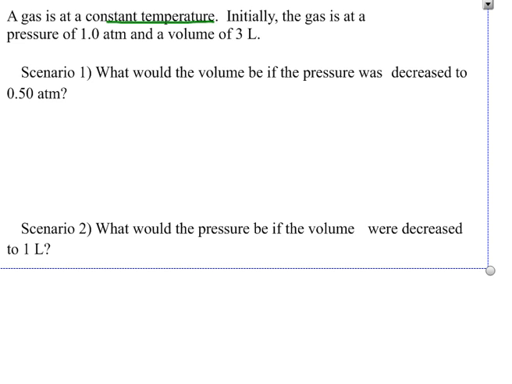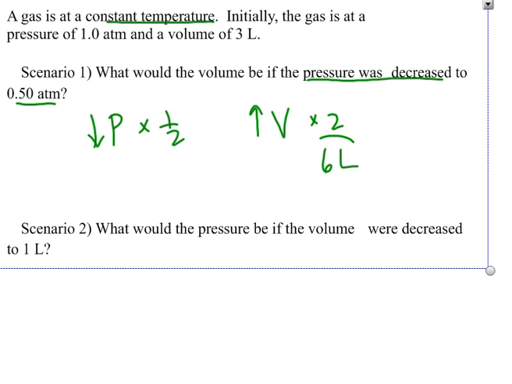What would the volume be if the pressure was decreased to half of an atmosphere? From 1 atmosphere down to half an atmosphere, that's a decrease in the pressure by a factor of 1/2. Since it's an inverse relationship, the volume is going to increase by a factor of 2. So this is where you have to be careful. If you're dividing by 2 for pressure, you would have to then multiply by 2 for volume. So the volume in this case would go from 3 liters up to 6 liters.